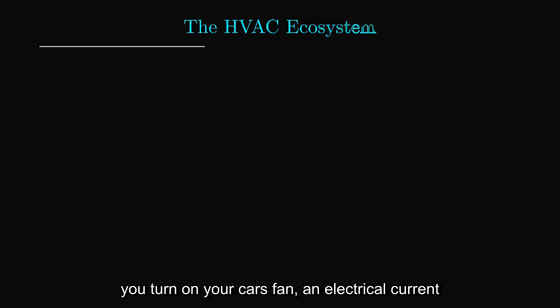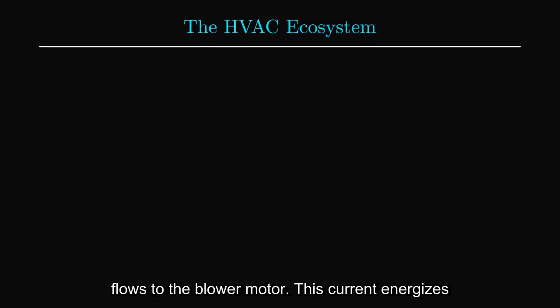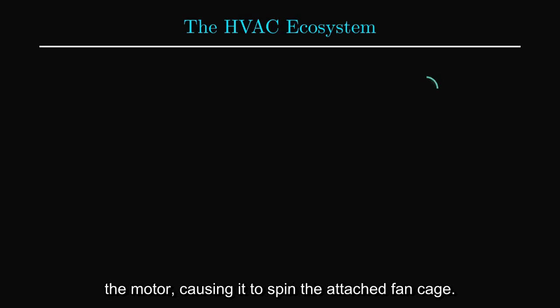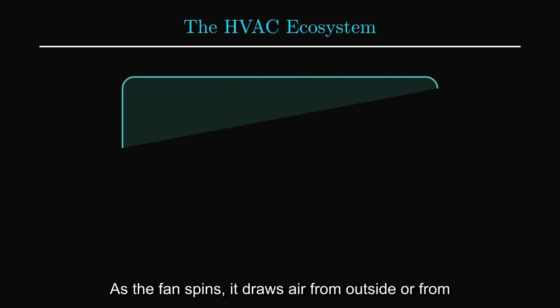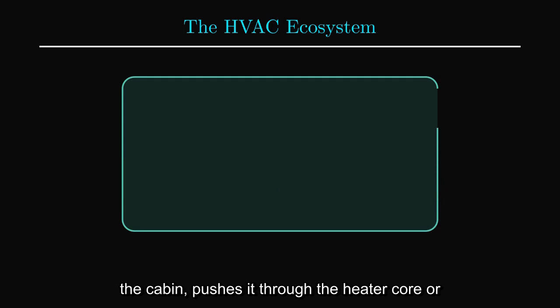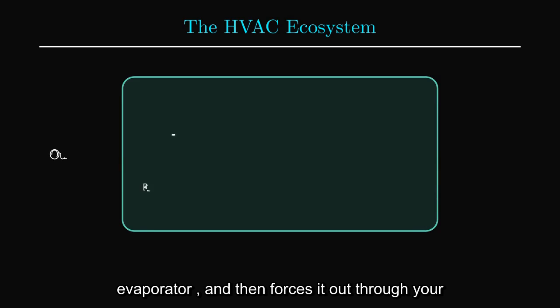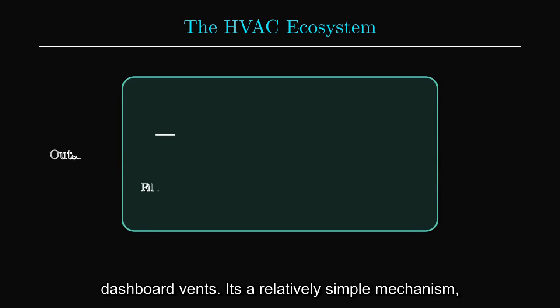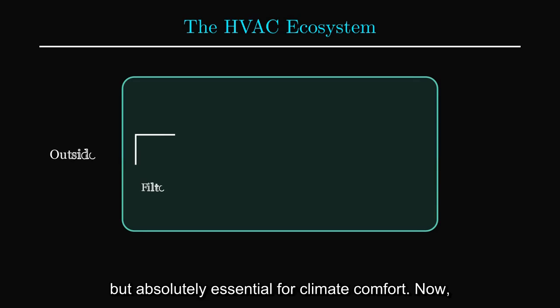Let's look closer at how the blower motor operates. When you turn on your car's fan, an electrical current flows to the blower motor. This current energizes the motor, causing it to spin the attached fan cage. As the fan spins, it draws air from outside or from the cabin, pushes it through the heater core or evaporator, and then forces it out through your dashboard vents. It's a relatively simple mechanism, but absolutely essential for climate comfort.